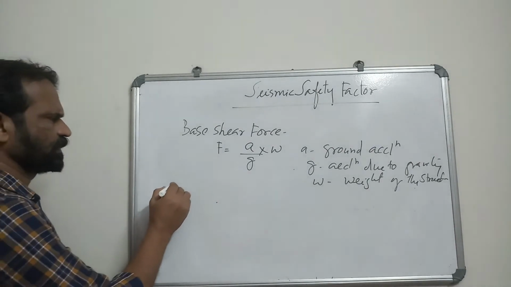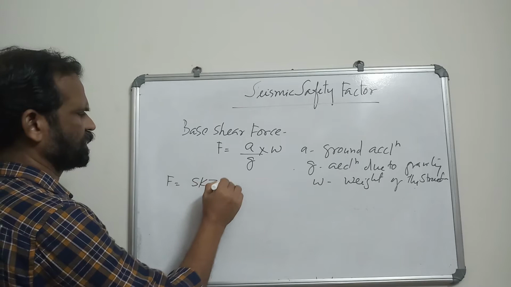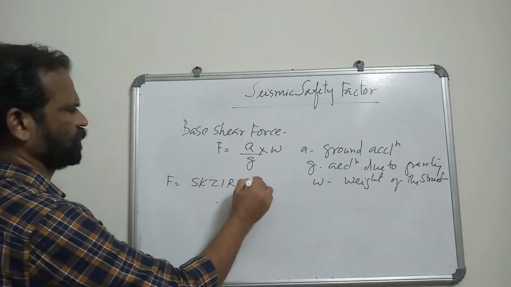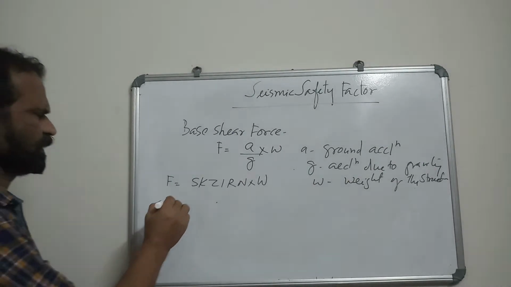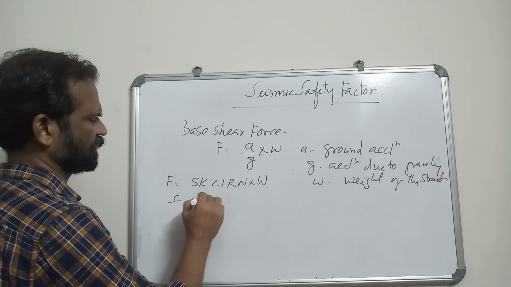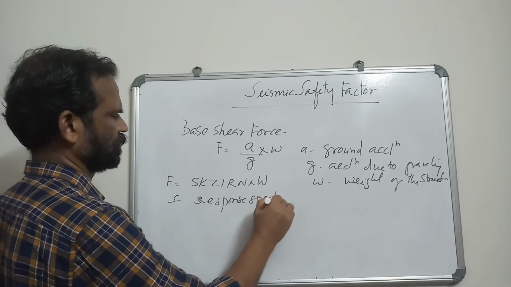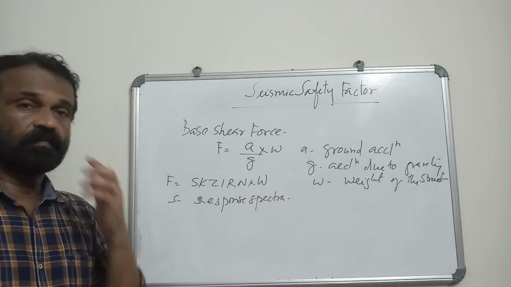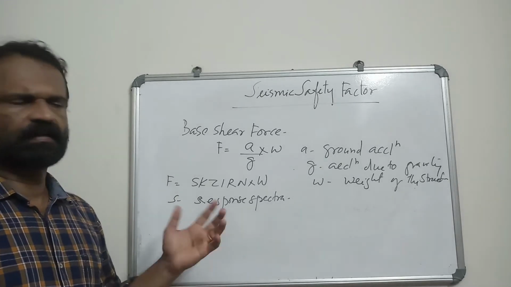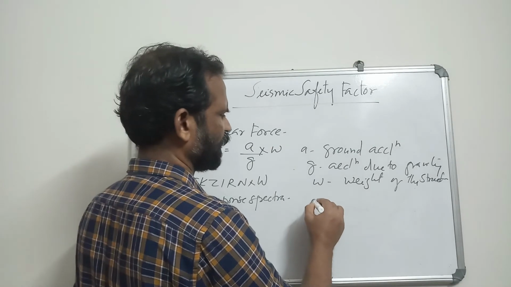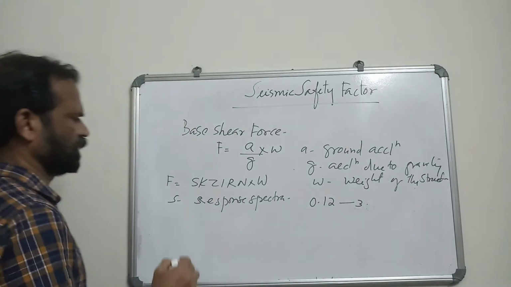But for a detailed calculation of base shear force, we use F equals S K Z I R N into W, where S is known as the response spectra. That is based on the response of structures in the given area in the past. So that can have values like 0.1, 0.2, 0.3.